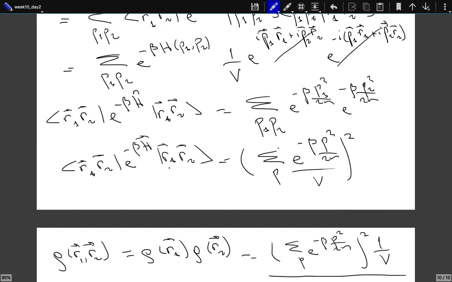But if you want to find the value of some observable, we need the whole density matrix. Sure, you need the whole observable. In that case, you have to put r primes over here, r1 prime and r2 prime. Then you will be calculating all of the density matrix elements, not just the diagonal ones.